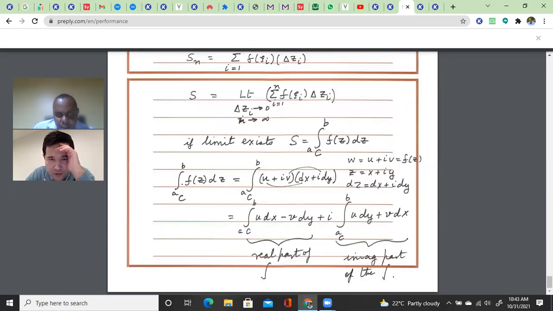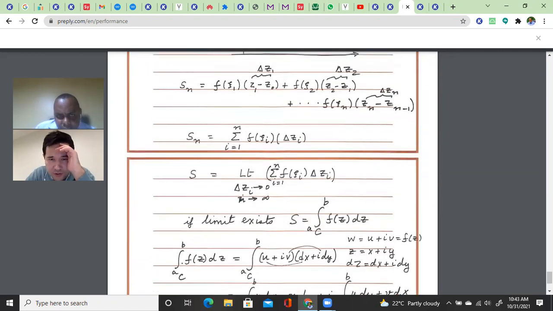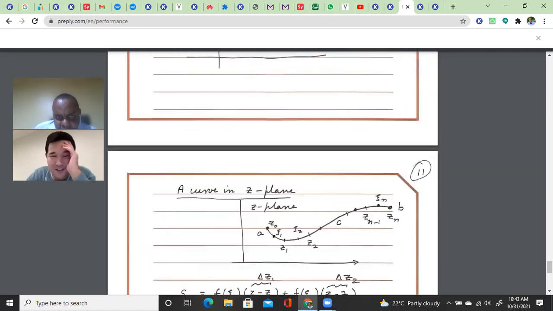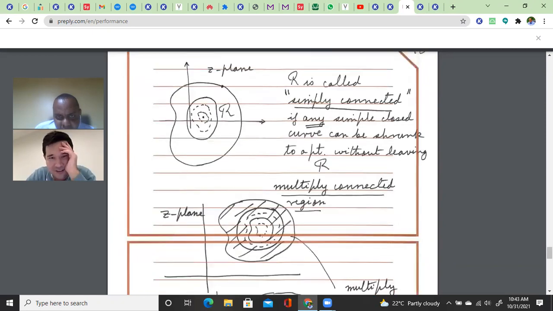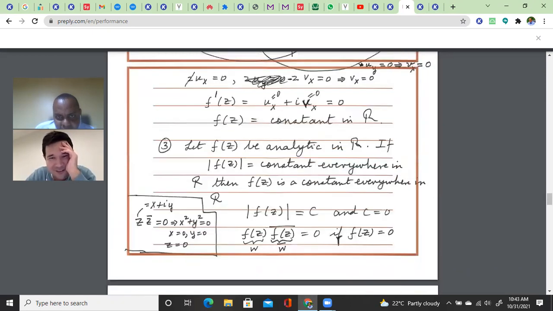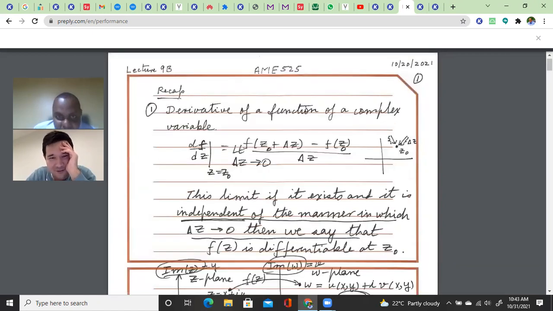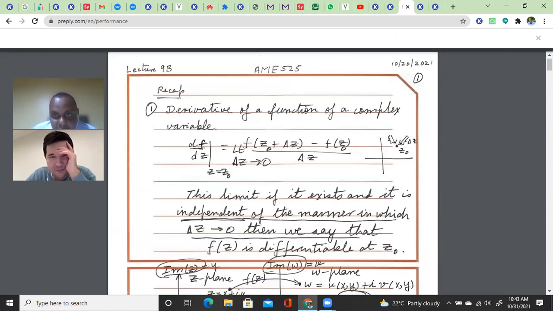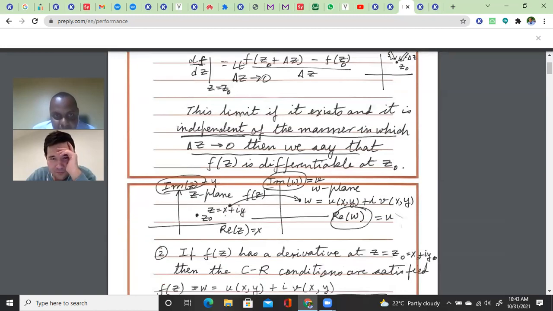9B looks like 9A, but his explanation is really difficult. 9B looks exactly like 9A, but he is adding some new stuff. Okay, let's use 10 minutes to see what he's doing. Derivative of a function of a complex variable. This is what we did. That's the definition of that derivative.